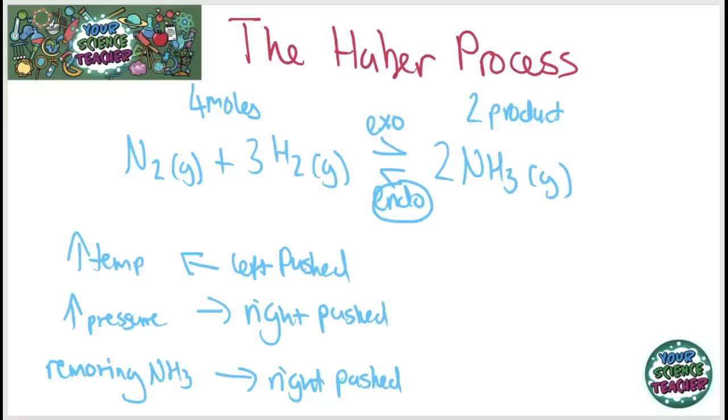Now, there is a key compromise that you have to make in this reaction, and that is the fact that the rate of reaction would be incredibly slow if you did use a low temperature. So in fact, we use a temperature of 450 degrees centigrade, and the reason why we do this is so we have a quick enough rate of reaction, and we also get a fair yield.